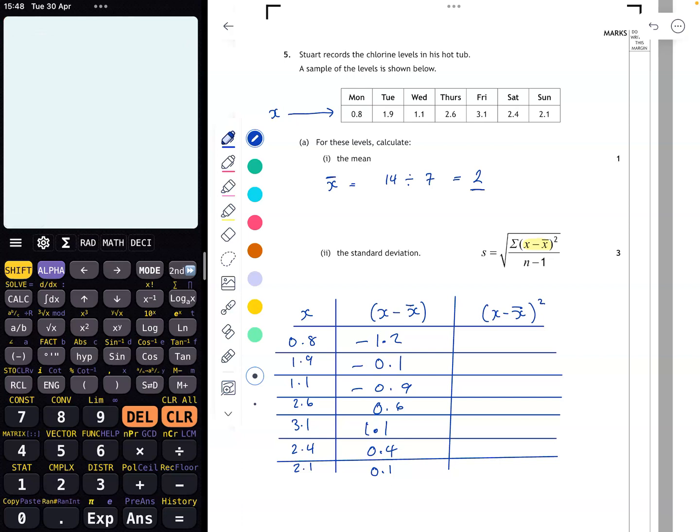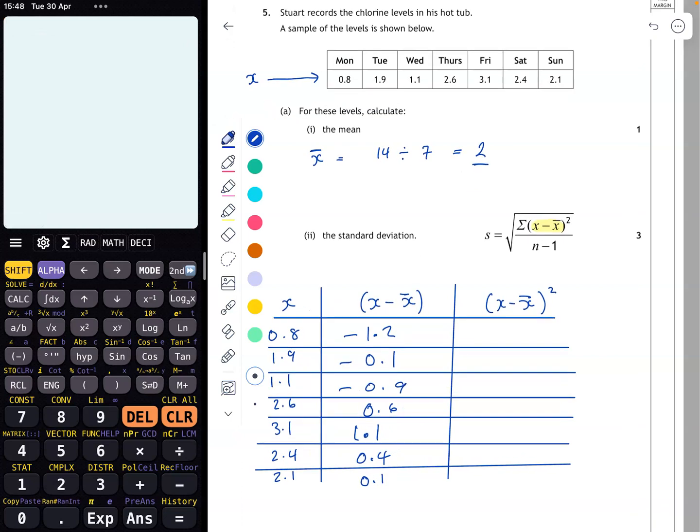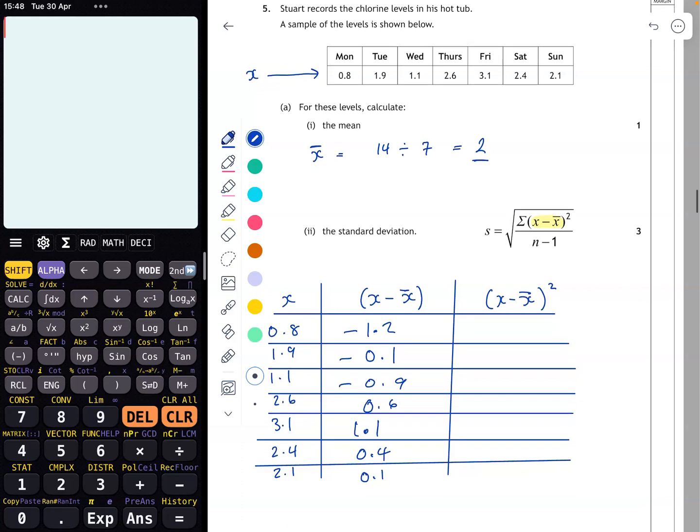Okay, now I'll clear that, and I'm going to square all these. Just to be careful, when you've got negative numbers, if you're going to include the minus sign, make sure you've got brackets around the number. So minus 1.2 squared is 1.44. But if you did minus 1.2 squared without the brackets, you're going to get minus 1.44. That's going to affect our answer. So make sure you've got brackets around any negative numbers before you square it.